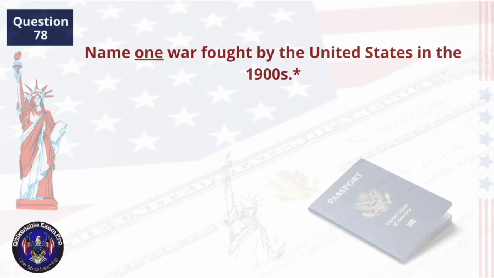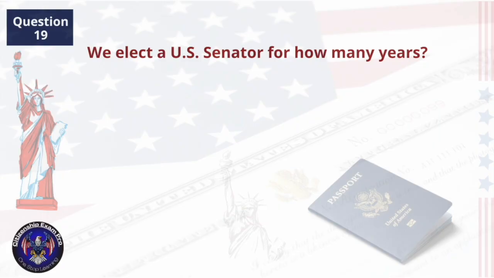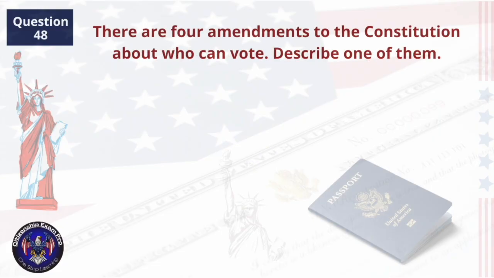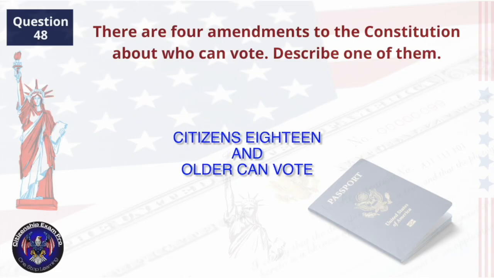Name 1 war fought by the United States in the 1900s. World War I. We elect a U.S. Senator for how many years? 6. There are 4 amendments to the Constitution about who can vote. Describe one of them. Citizens 18 and older can vote.